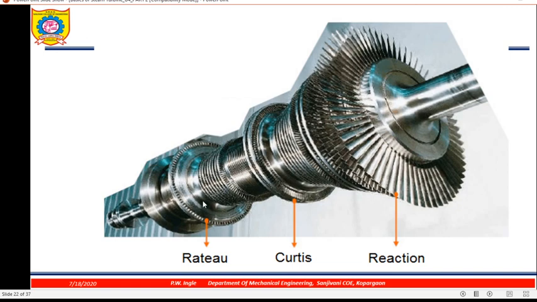Generally the diameter of the turbine rotors increases in the flow direction. Why? Because pressure reduces, so specific volume increases. To overcome that increase of volume, the rotor diameter in the flow direction always increases.